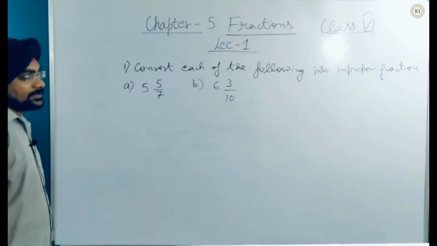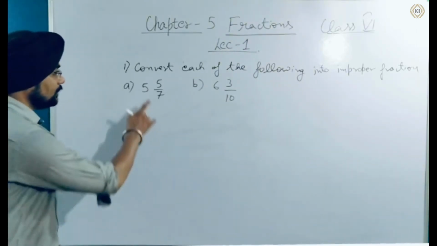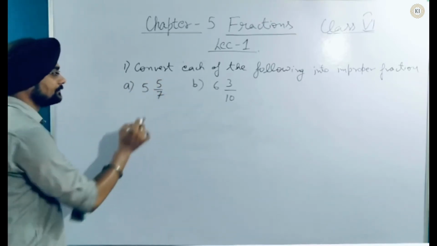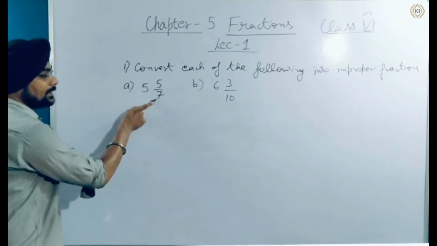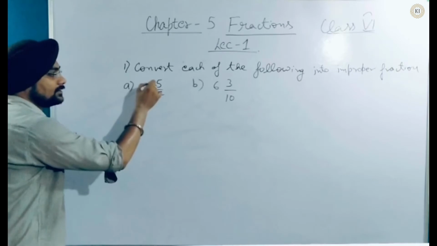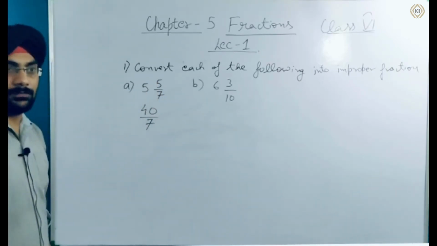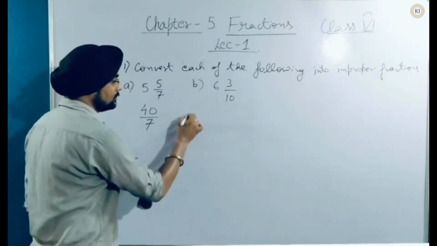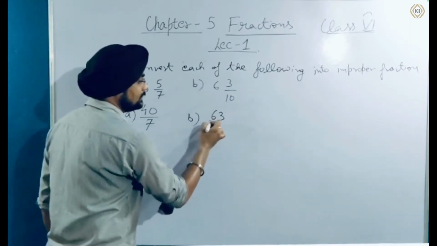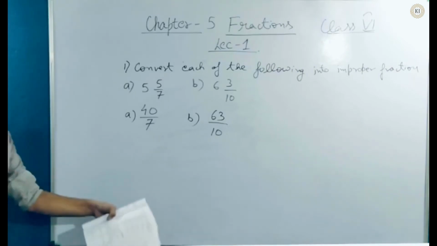In an improper fraction, I have told that the numerator is always greater than the denominator. So how to convert? We multiply. This type of fraction is known as the mixed fraction. For conversion we multiply 7 into 5. 7 into 5 will be 35 and add the numerator. So 35 plus 5 will be 40. So this represents your improper fraction. Same way we convert here also. 10 6s are 60 plus 3 will be 63 upon 10. So these type of fractions are known as improper fraction.